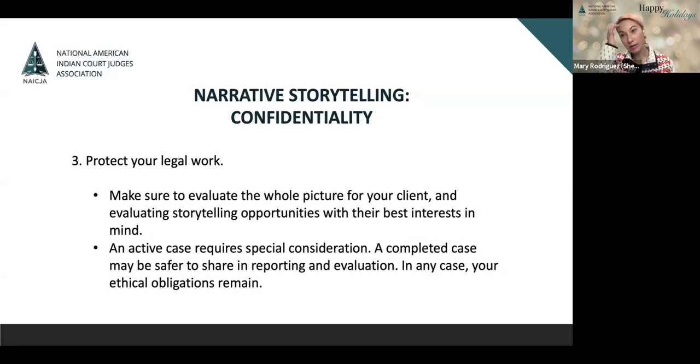Protecting your legal work. Make sure that you're evaluating this picture for your client and keeping their best interests in mind. Like I said, making sure that, is your desire to tell this story competing with the best interest of your client? If your case is active, that's going to require special consideration. Obviously, there will be ethical obligations. It's probably a best practice to tell stories after the case is closed. But there may be some ability to tell a client story while it's ongoing or while they haven't finished a program or something along those lines. But do make sure you're paying attention to those ethical obligations.